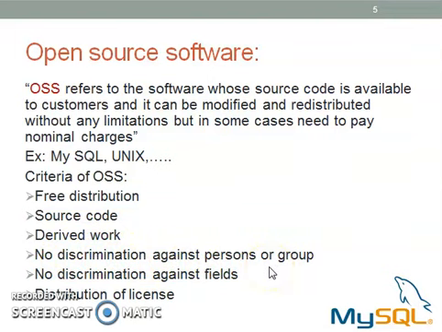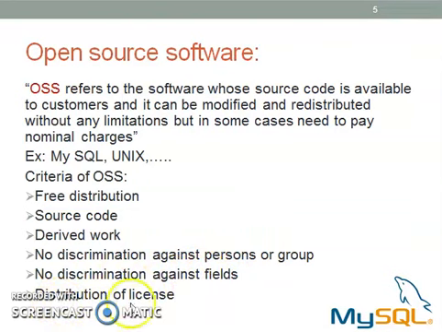Next one is no discrimination against persons or groups. Here, while providing the open source software, there is no discrimination against a particular person or a group of people. Next, no discrimination against the fields, means whether it is a scientific field, commercial field or an educational field, there is no discrimination of license IDs and the structure of source code related to an open source software.